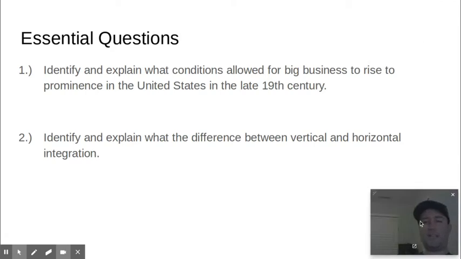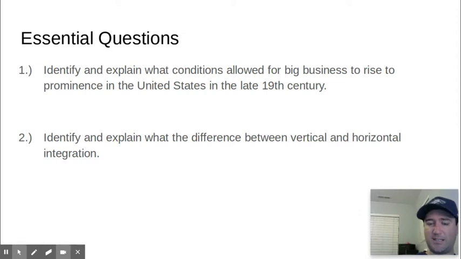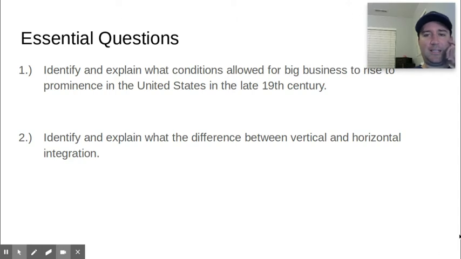So, essential questions for today. Number one, identify and explain what conditions allowed big business to rise to prominence in the United States in the late 19th century. So the late 1800s, what are the conditions that allow them to do that? The second one is to identify and explain what were the differences between vertical and horizontal integration. Some terms that I will talk about a little bit later in the lecture.